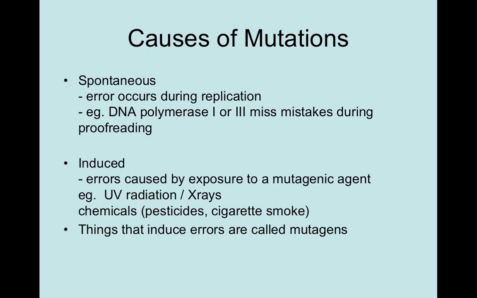Okay, last thing I do want to talk about is causes of mutation, though. So what causes mutation? They can be spontaneous. That means DNA polymerase 1 or 3 missed a mistake during proofreading. So that's just during normal replication, you spontaneously have a mutation. If you have a freckle or a mole, you have a spontaneous mutation. So you look at your freckle and you say, one of my skin cells, when it replicated, mutated. And that's what my freckle is. It's a mutated skin cell or a mole.